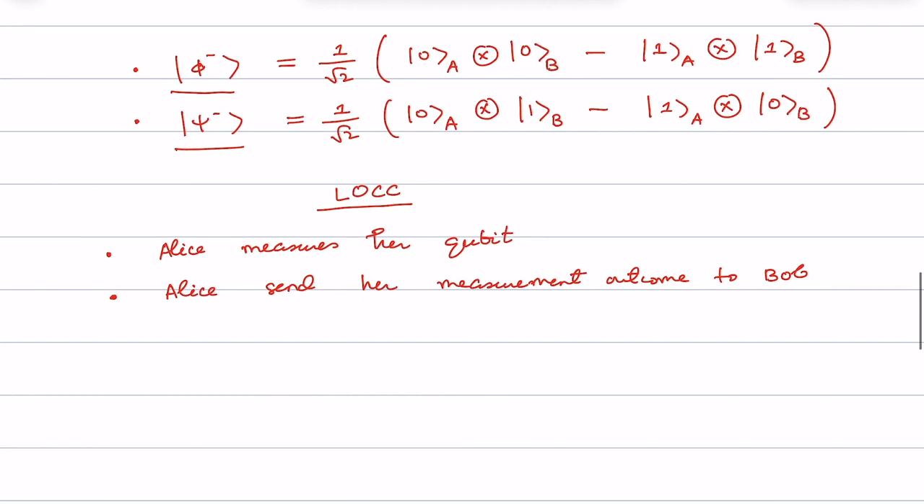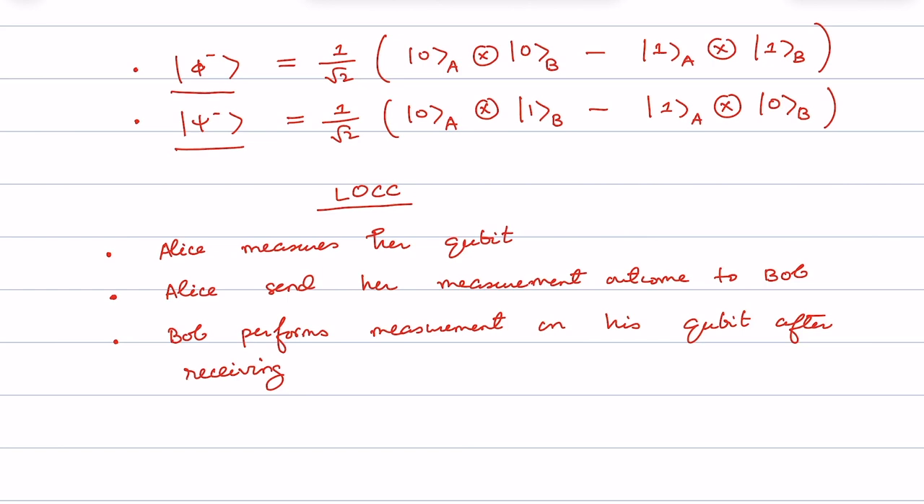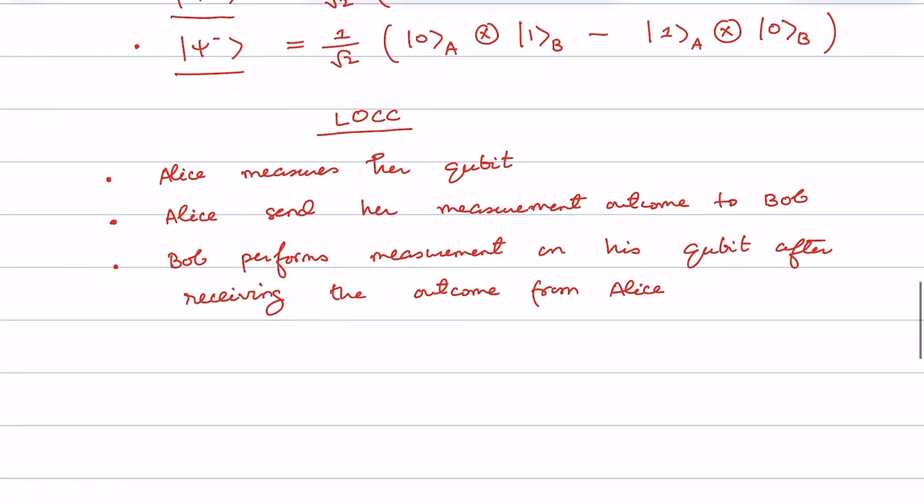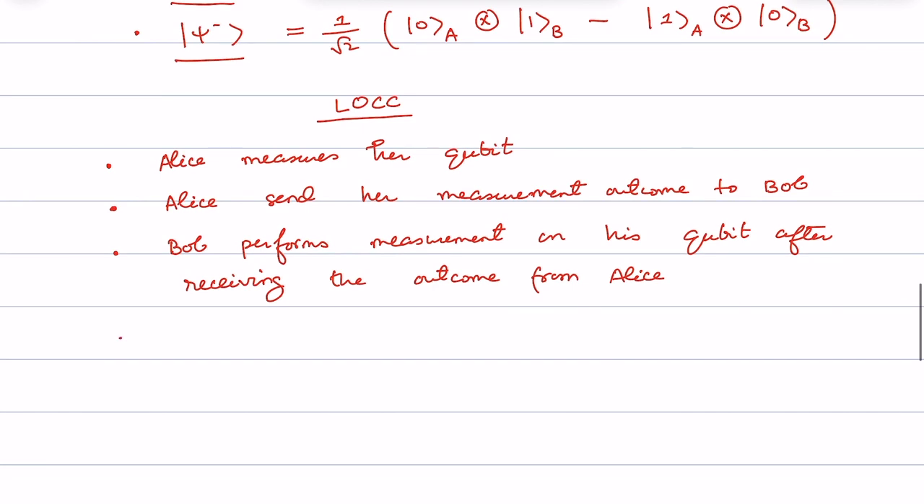After Bob receives this, Bob then makes his own measurement on his qubit, after receiving the outcome from Alice's measurement. I hope you get it. Now, if that is so, then certainly they would know which state is shared by them.